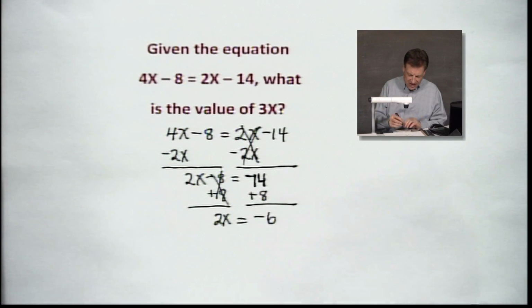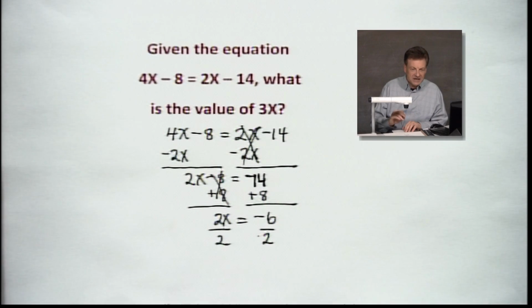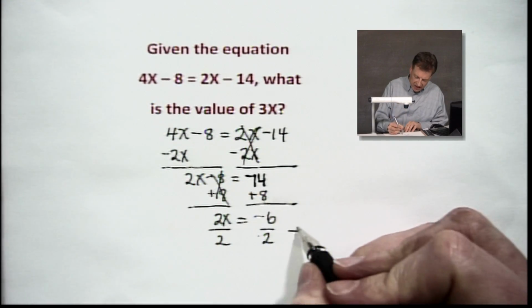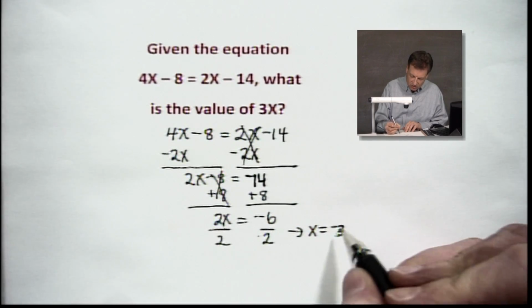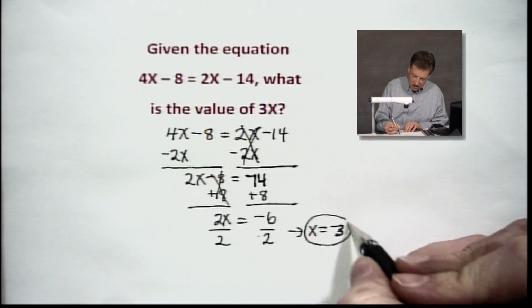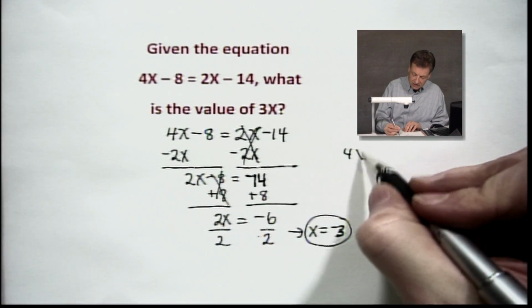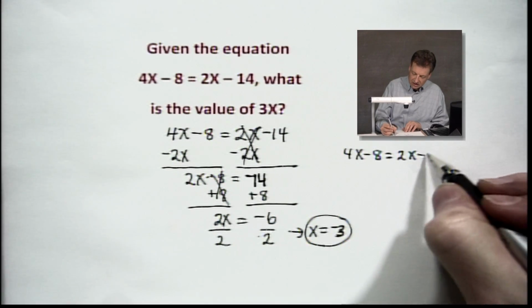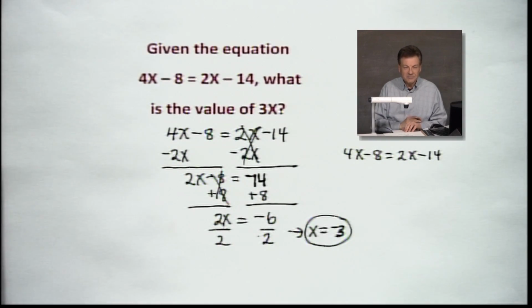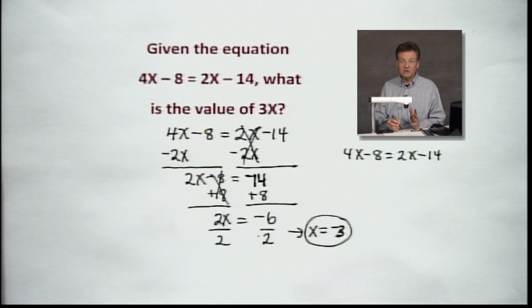Now, final step, let's divide both sides by 2. We'll be looking good. And it looks to me, and I hope to you, like we're going to have x equaling negative 3. Now remember I said we want to make sure that works. So let's look at it. We go back up here to 4x minus 8 equaling 2x minus 14. And we're going to put a negative 3 everywhere we see an x because that's what we're claiming, that x is going to equal negative 3 to balance this equation on the left and right side.